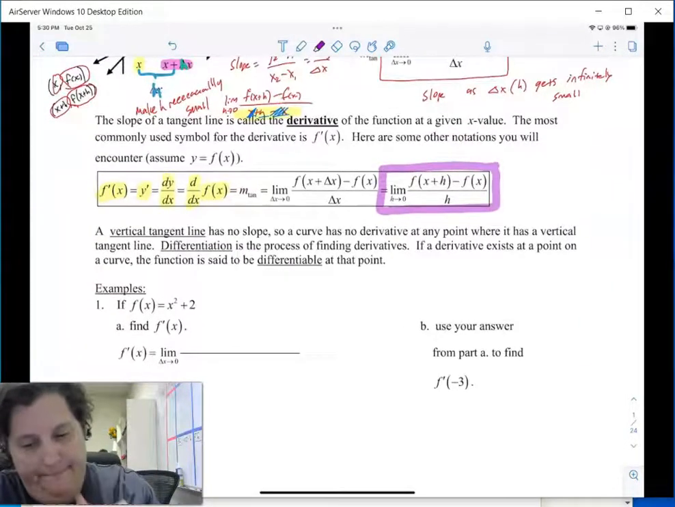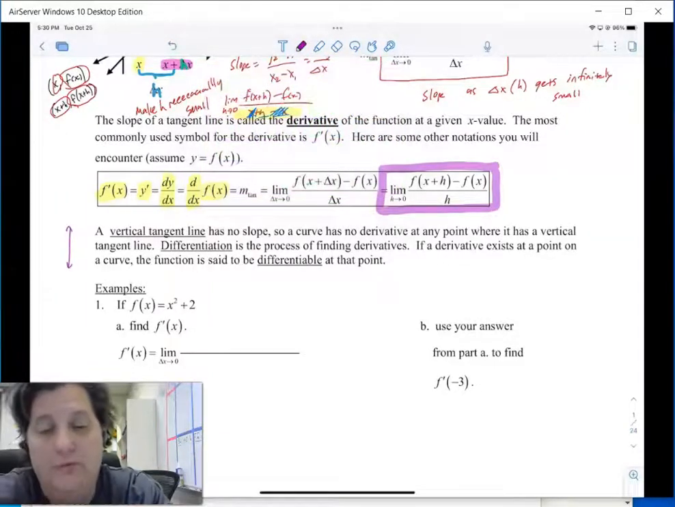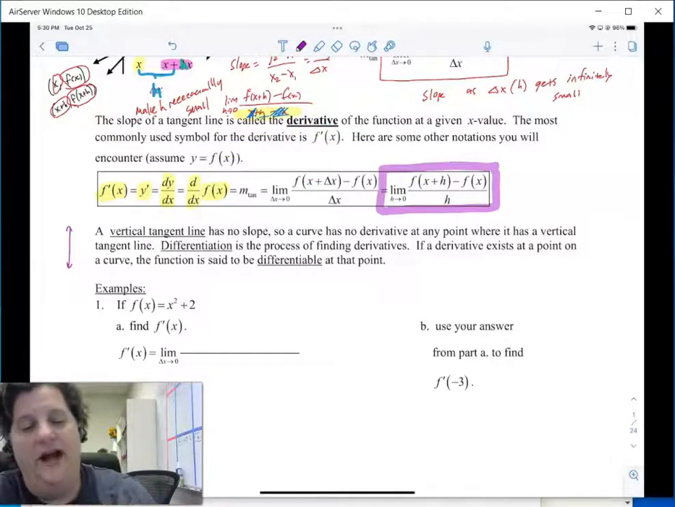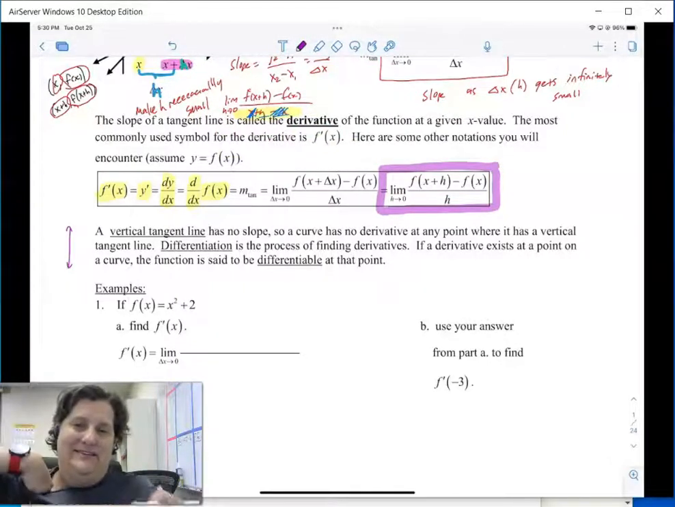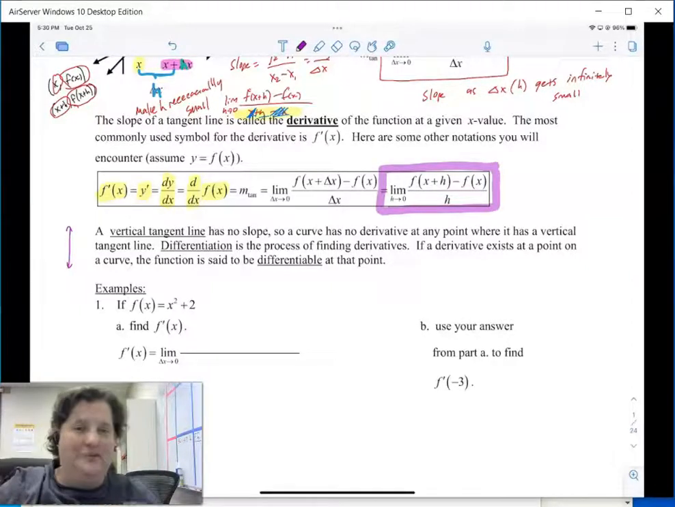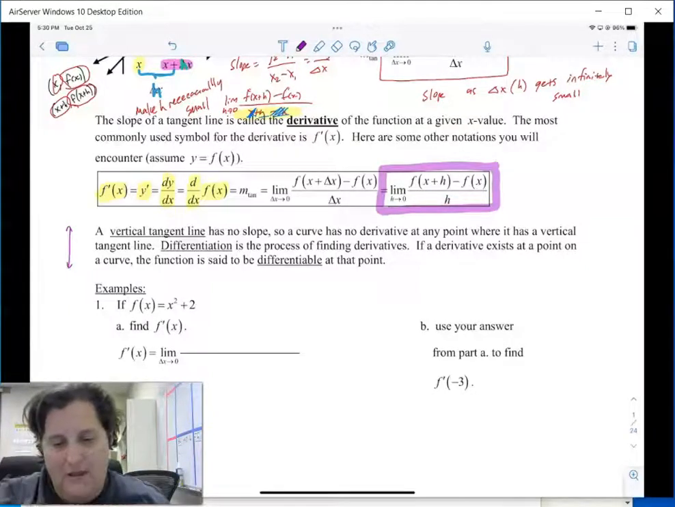All right, really quickly, a vertical tangent line has no slope, so there's no derivative at a vertical tangent line. Okay, we're going to find derivatives. It's called differentiation. That's the verb form of saying we are going to differentiate this. We're going to find a derivative. All right? Okay, so check it out.